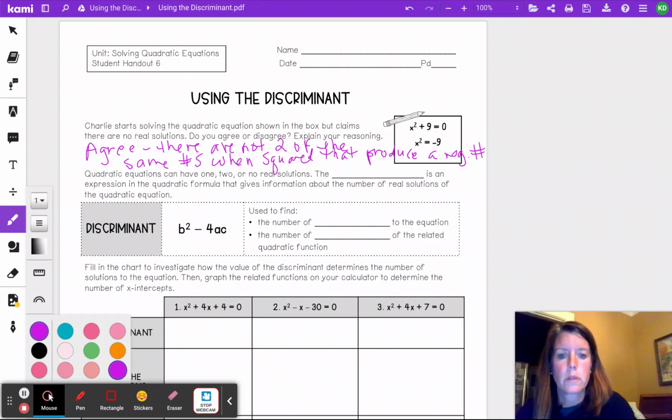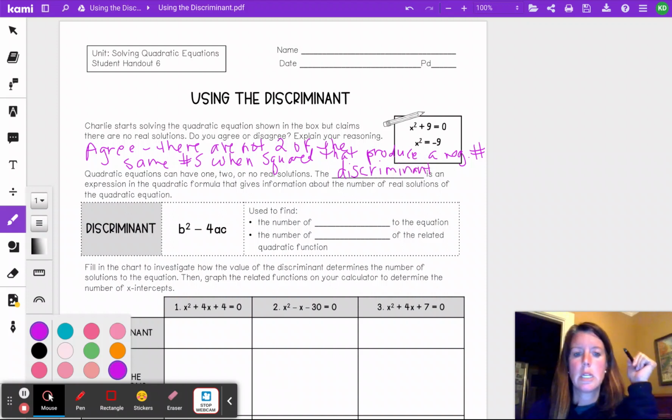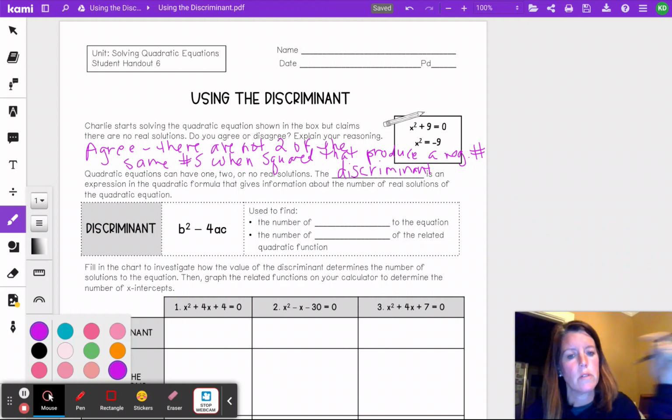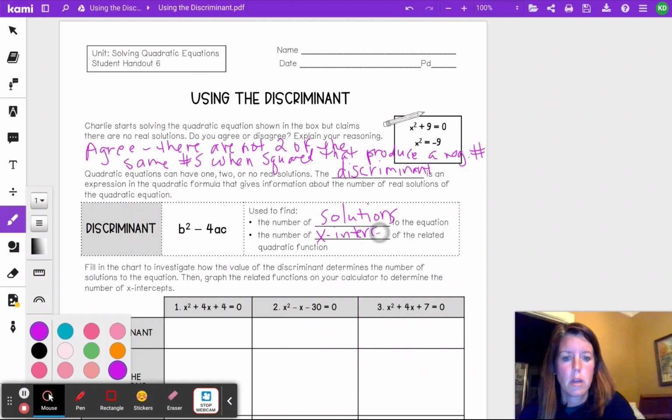The discriminant is an expression in the quadratic formula that will give information about the number of real solutions. So it's going to tell us right off the bat how many real solutions we have for that quadratic equation. So the discriminant is used to find the number of solutions, and also the number of x-intercepts. We talked about vertex form earlier, and vertex form will show us where those x-intercepts are. So this will tell us if we have x-intercepts.